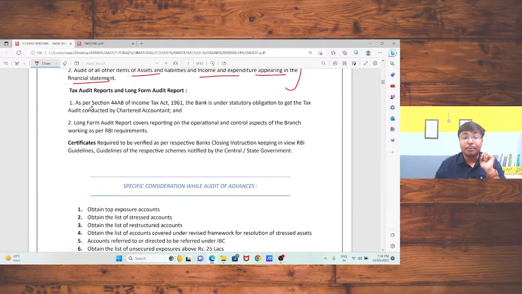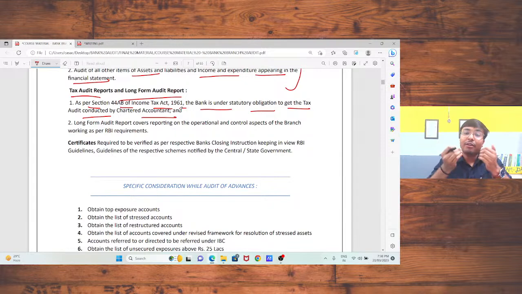Then tax audit report and long form audit report. As per section 44AB of the Income Tax Act 1961, the bank is under statutory obligation to get the tax audit conducted by a chartered accountant. Hence, when we are going for statutory audit, we are also going to do the tax audit, or in tax audit we just need to check the TDS part.